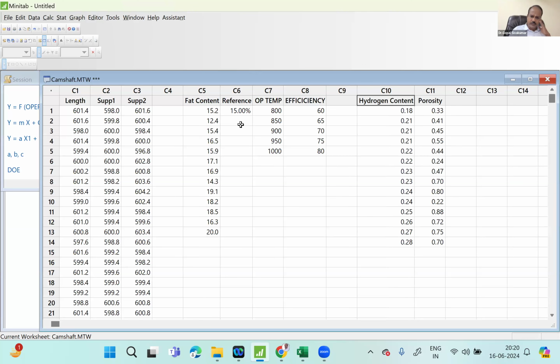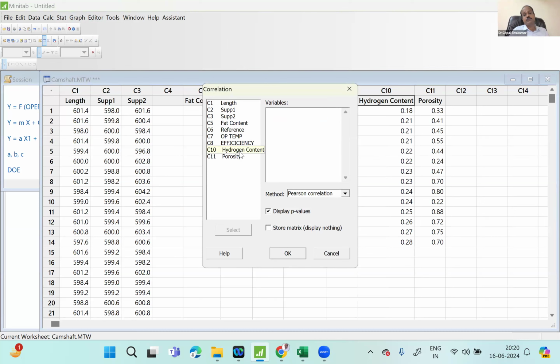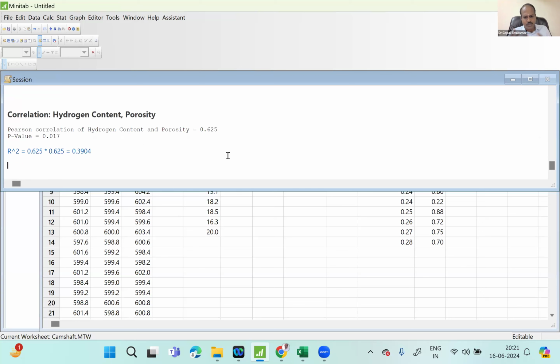Now, what should I do? I should perform the correlation or regression, right? Maybe go to Stat, Basic Stat, Correlation. Choose the correlation. So remove this, choose these two. Select, give OK. What is your R value here? 0.625. Okay, so find out the R square. 0.625 multiplied by 0.625. Tell me. 0.3904.